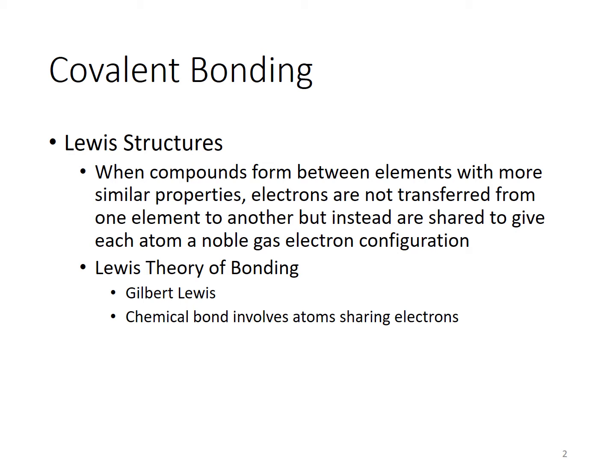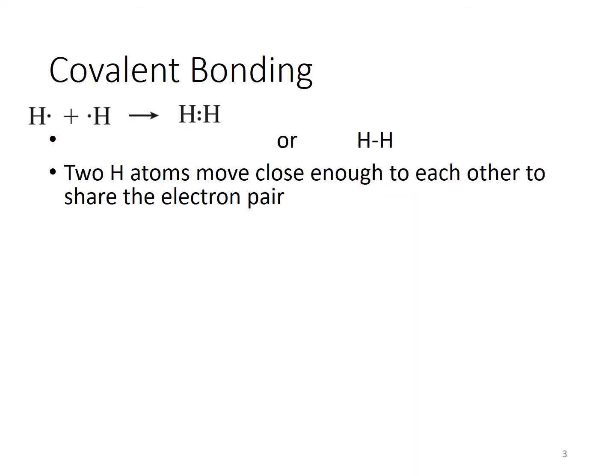Instead of transferring an electron from one to the other, forming a cation and an anion, they're shared between the two. So this Lewis theory of bonding assumes that electrons are shared in a chemical bond. This is what one of these can look like. Hydrogen has one valence electron. You can combine those together, and it ends up looking like this, where you have the two hydrogens next to each other. Those two electrons are a chemical bond, and they're being shared.